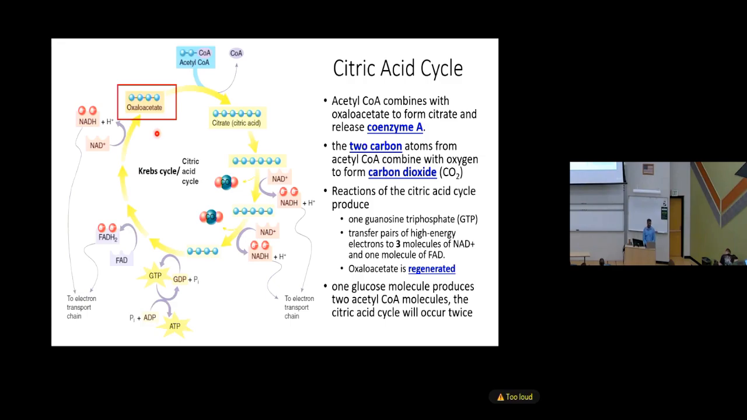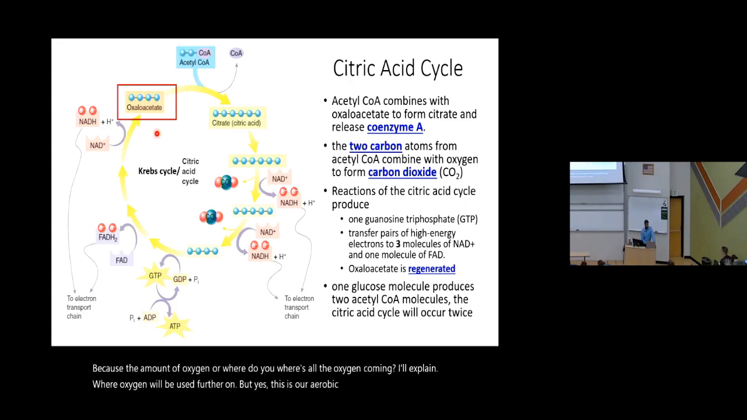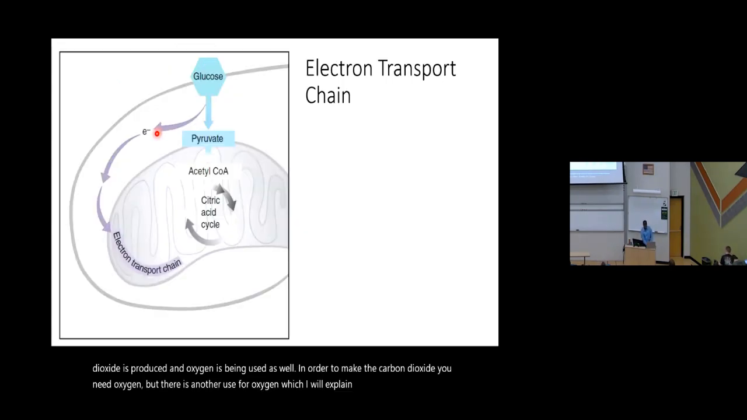Right? Yes. Is this an anaerobic pathway because of the amount of oxygen, or where's all the oxygen coming from? I'll explain where oxygen will be used further on. But yes, this is all aerobic metabolism, because carbon dioxide is produced and oxygen is being used as well. In order to make the carbon dioxide, you need oxygen, but there is another use for oxygen which I will explain in the electron transport chain.